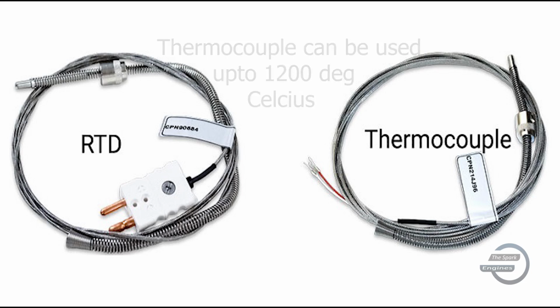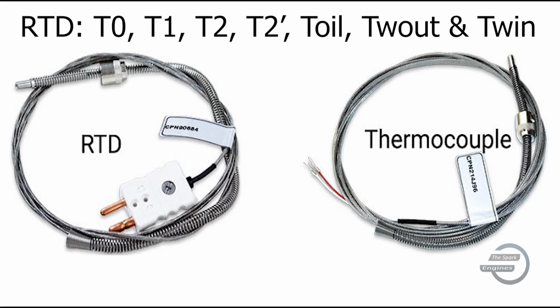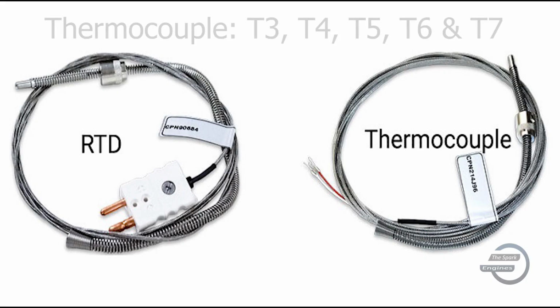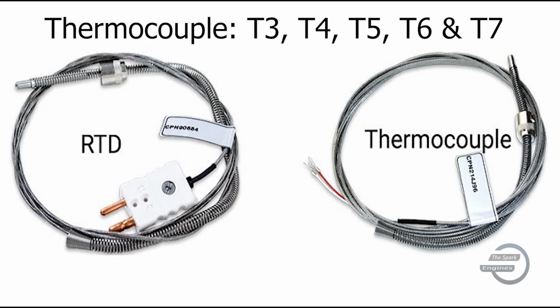During engine testing, RTDs are widely used for capturing T0, T1, T2, T2-, T-oil, T-water out and T-water in. While thermocouples are used in the exhaust system like T3, T4, T5, T6 and T7.